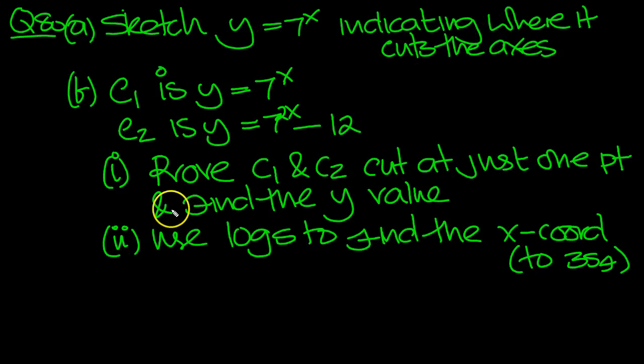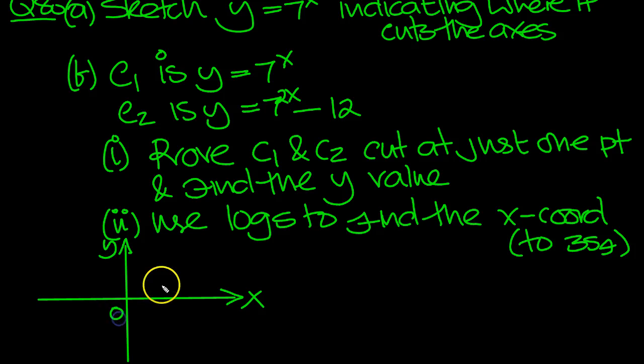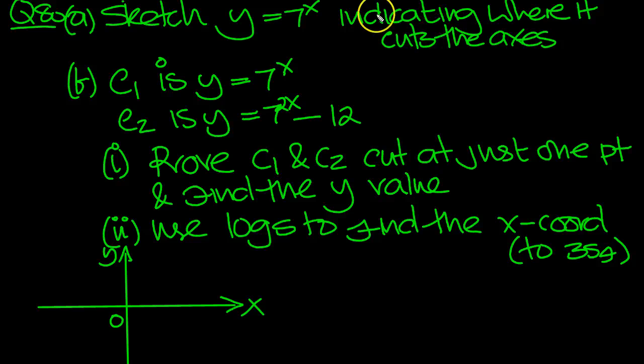So sketch this curve first of all. Let's do that then. Quick sketch of the axes. That will suffice with this digital pen. Okay, there's the axes then. X, Y, 0. Y equals 7 to the x then. Let's have a look at it.